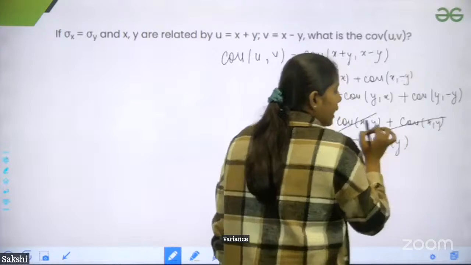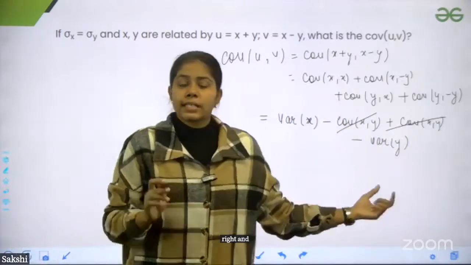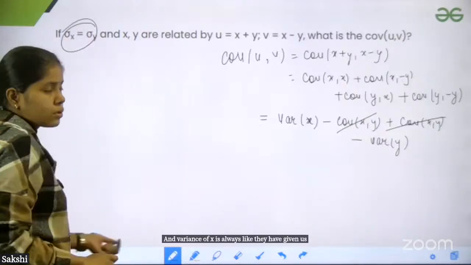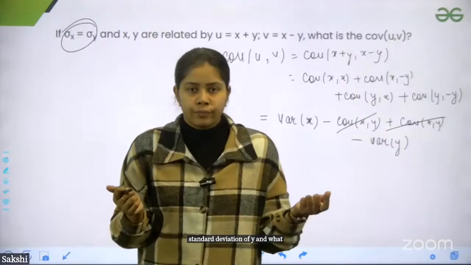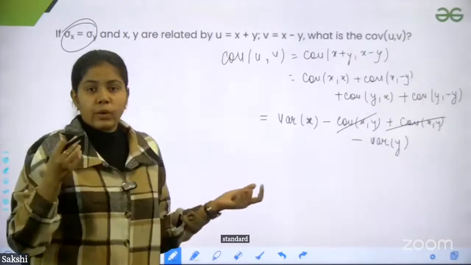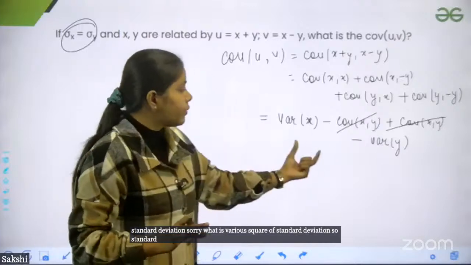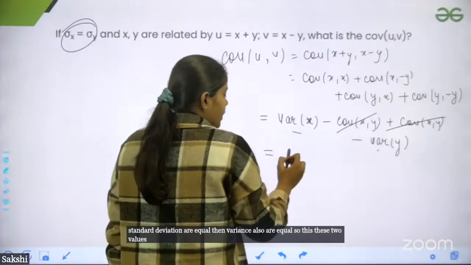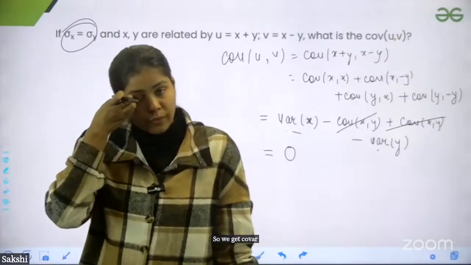So these two terms get cancelled, right? And they have given that the standard deviation of x equals the standard deviation of y. And what is variance? Sorry, what is variance? The square of the standard deviation. So if the standard deviations are equal, then the variances are also equal. So these two values are equal, and if I subtract, I'll get 0. So we get the covariance of u comma v as 0.